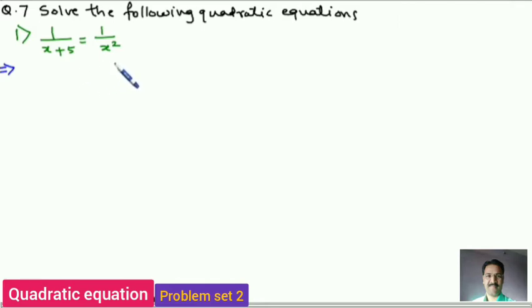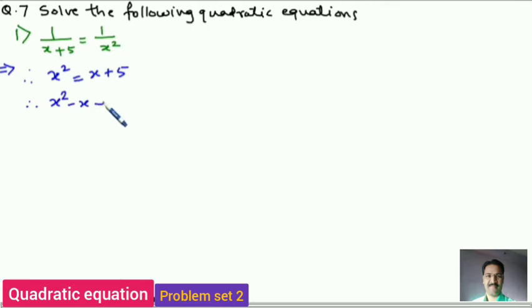See here, I'll just go with cross multiplication because on both sides there is a monomial and the numerator is 1. So here what we'll get is x square is equal to x plus 5. Now take all the terms from the right hand side to the left hand side. That means x square minus x minus 5 is equal to 0.